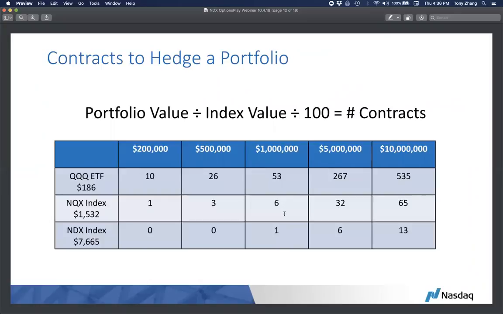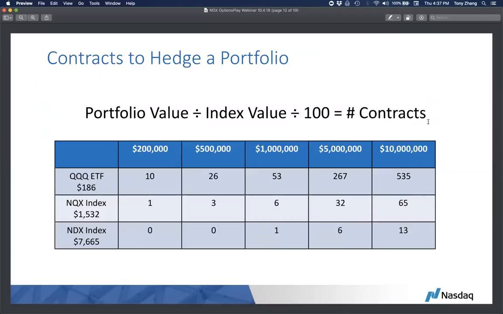So how do you calculate the number of contracts that you should use to hedge a portfolio? The formula is actually quite simple. It's not complicated at all. You just simply take the portfolio value that you're looking to hedge, divided by the index value, divided by 100 because each contract is 100 shares, and that tells you the number of contracts that you should purchase in order to hedge a portfolio.